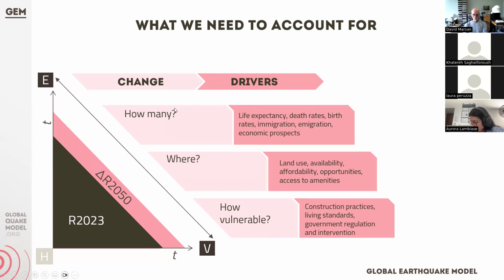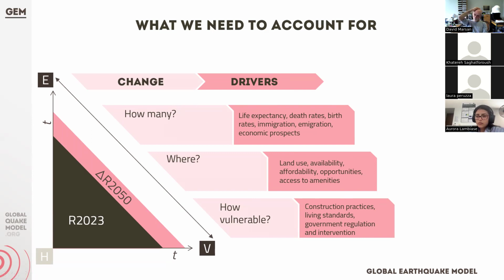So those are the questions that we want to ask, but then we need to take a look at the drivers of that change. How many more people are we going to have in the future? Well, the drivers of that will be the life expectancy, the death rates, the birth rates, immigration in each country, and the economic prospects of each country. Where are the assets going to be located?